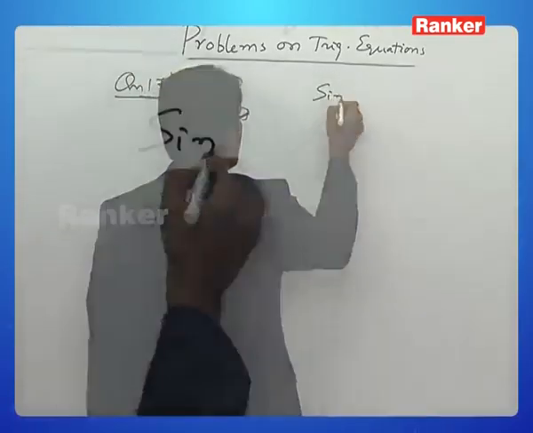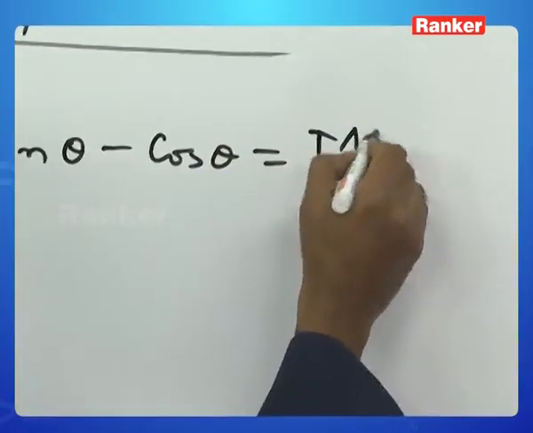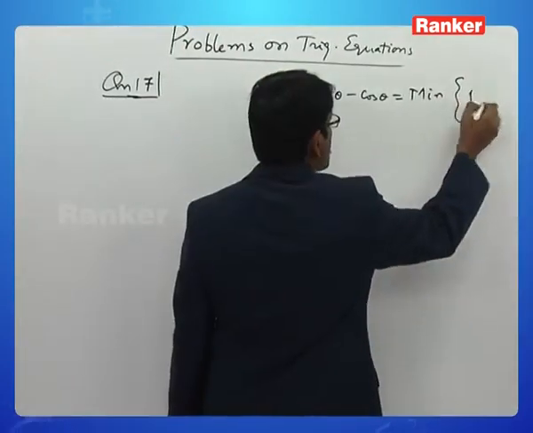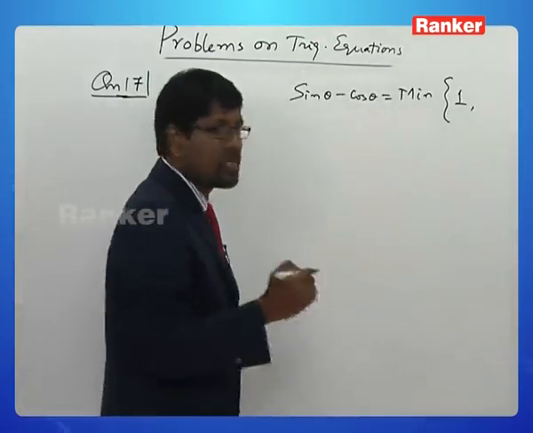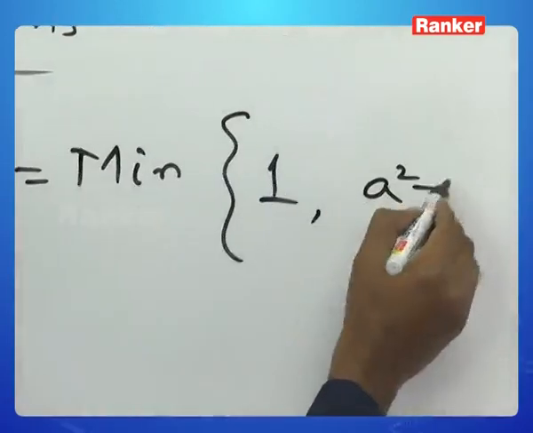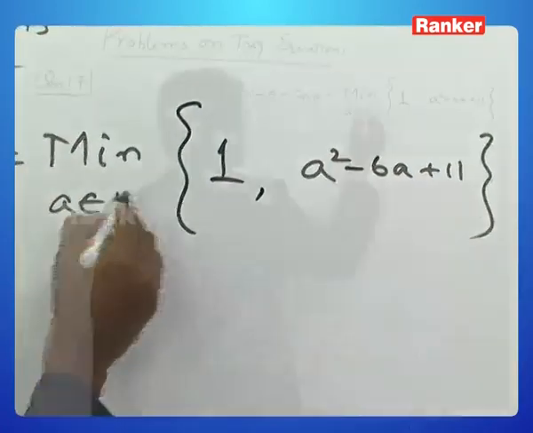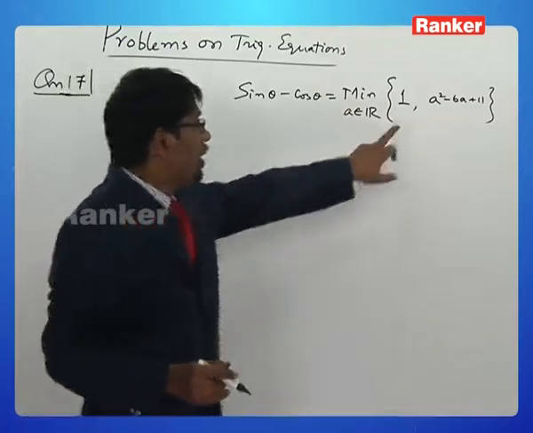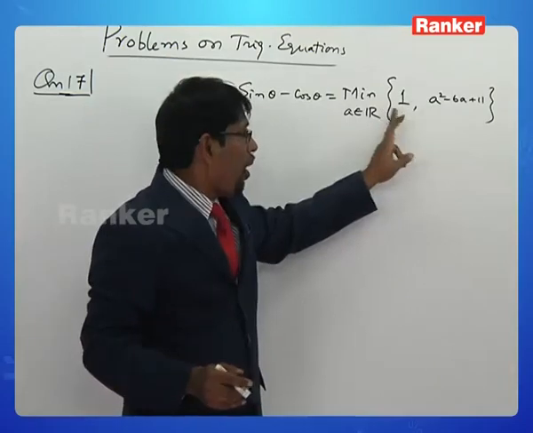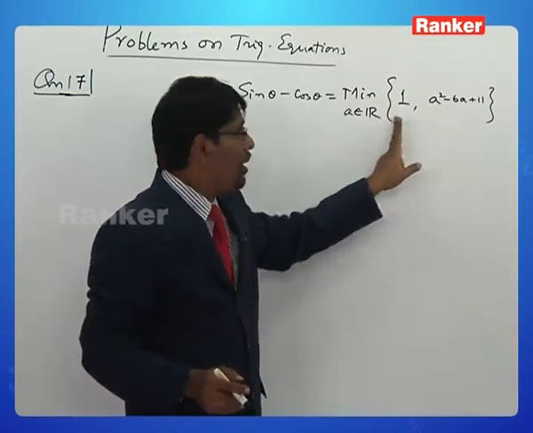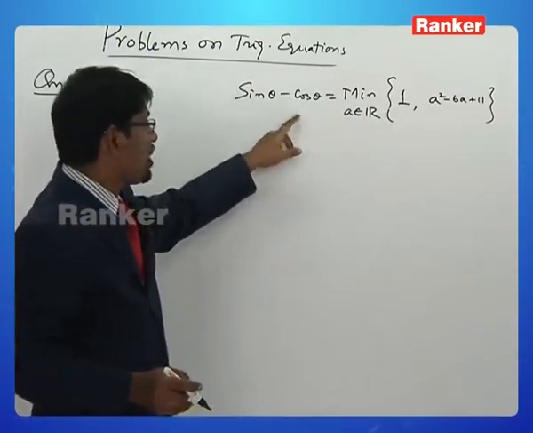Now we are to equate sin theta minus cos theta to the minimum of two values, 1 comma, what is the second expression, a square minus 6a plus 11, where a is any real number. Let's observe one thing here. This is a variable part and this is a constant thing. Of these two, as a is varying, which is going to be the minimum, that has to be equated to our sin theta minus cos theta.